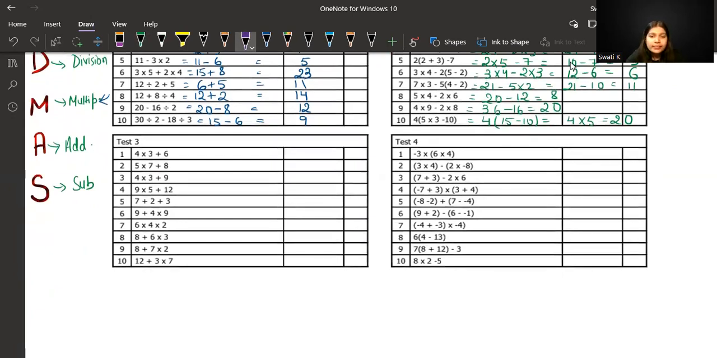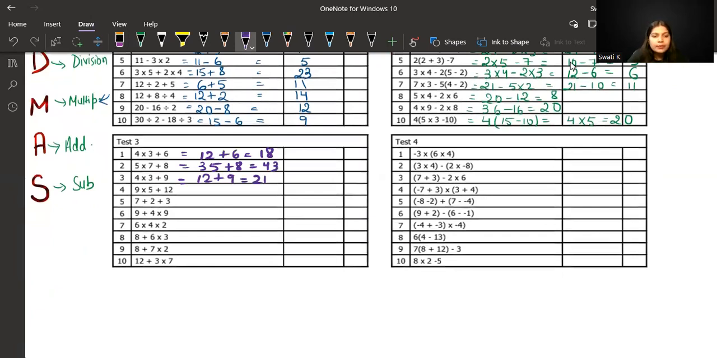Okay, so these are very simple, so I'll be a little faster here. So yeah, 4 times 3, 12 plus 6, 18, because you have already understood the order. 5 times 7, 35 plus 8, that is 43. Now the next one is 4 times 3, 12 plus 9, and that is 21.